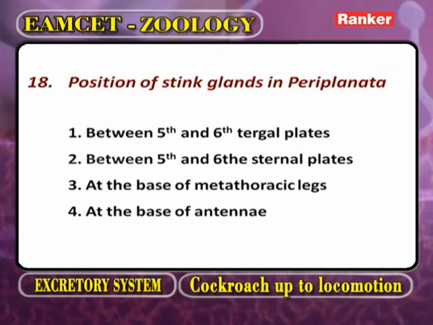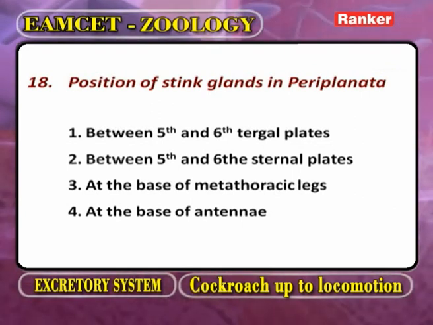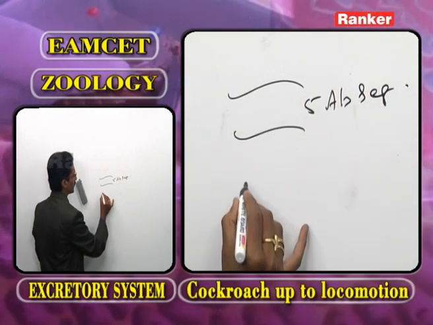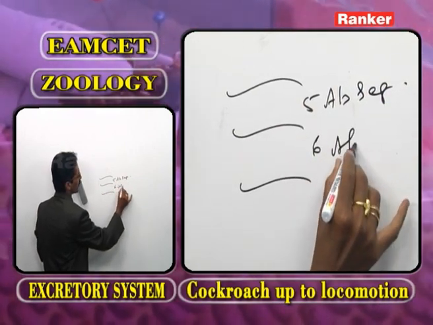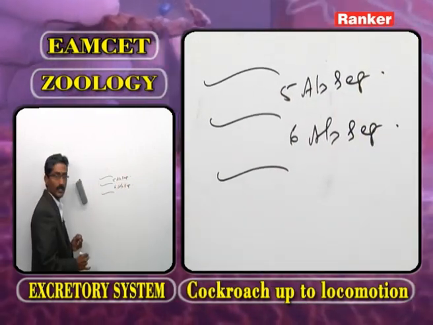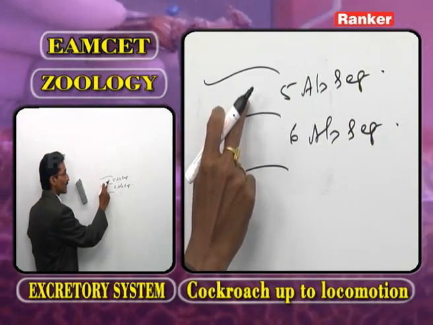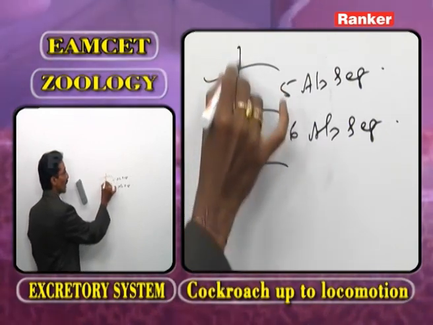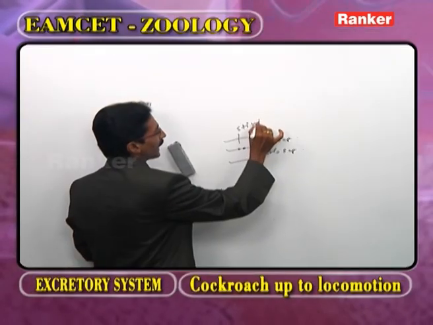Position of stink glands in cockroach. It is repeated in main EAMCET. Now this is the 5th abdominal segment. Now this is the 6th abdominal segment. In between 5th and 6th abdominal segments, what are present? One pair of stink glands.